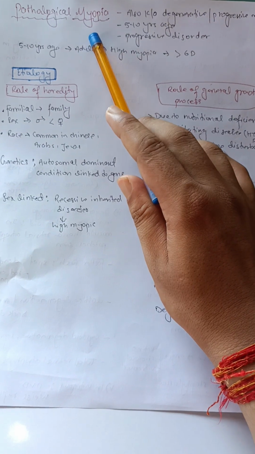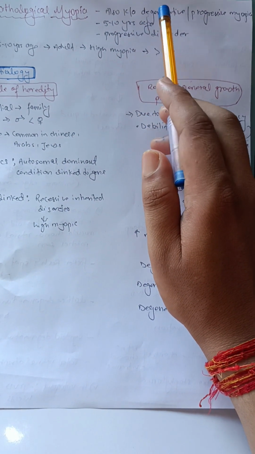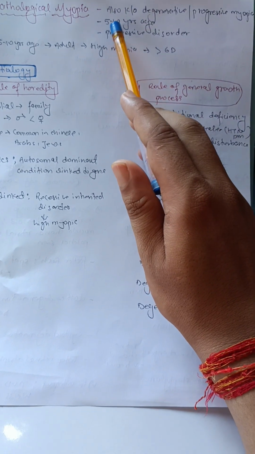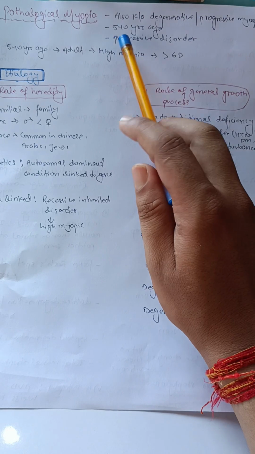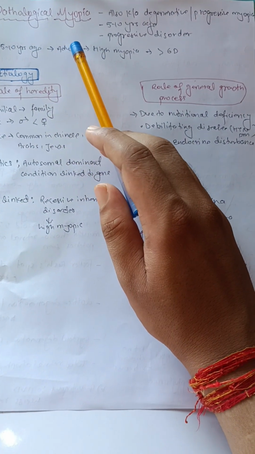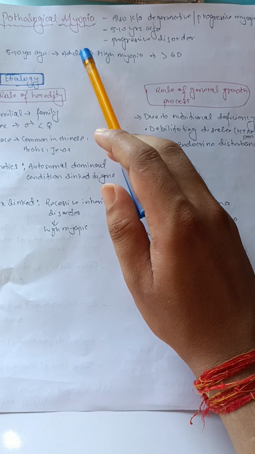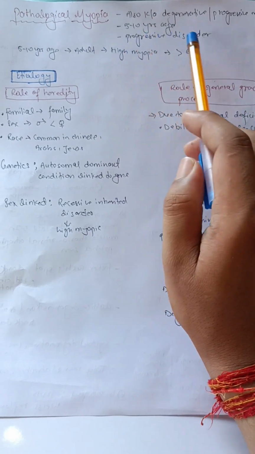So let's discuss pathological myopia, which is also known as degenerative myopia or progressive myopia, and it is mostly seen in 5 to 10 years of age, and it is also known as progressive disorder. Generally, if not corrected in 5 to 10 years of age, it leads into adulthood, and in adults there will be high myopia, more than 6 diopter.